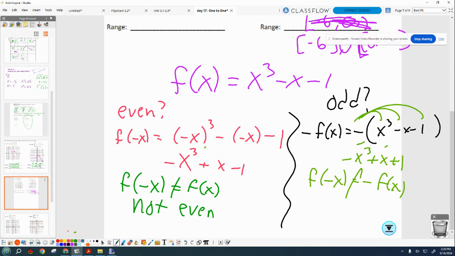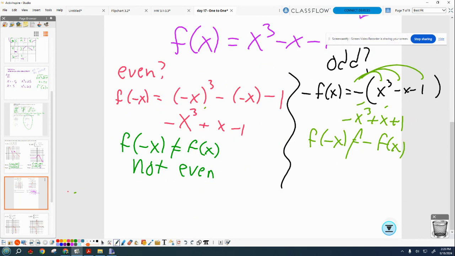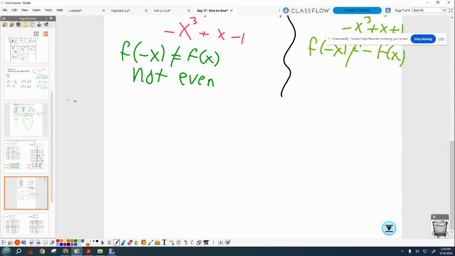And if you just made the right guess and said, well, it's neither, but didn't show the work to it, you don't get the credit. You need to show the support. Where did you do f of negative x? Where did you do negative f of x? You picked numbers. You didn't do x's, you picked numbers. Got a specific coordinate or something like that. I needed it for all of the numbers.